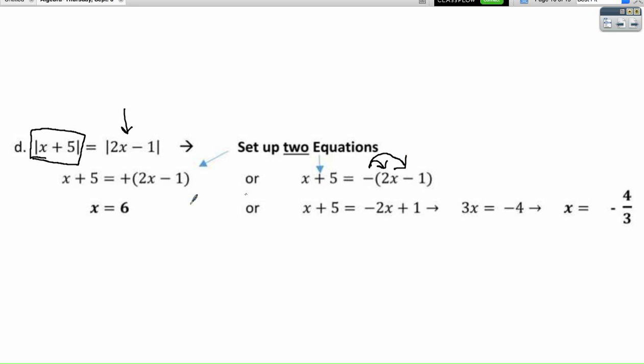So once we do that, we're going to work both versions. The first one comes out to be x equals 6. The next one, when I work it out, get my variables together on the same side, combine like terms, move over, divide by the coefficient, and our answer is negative 4/3. Okay, so this one, if we were to write it in the way that we've been asking you, would be negative 4/3, comma 6.